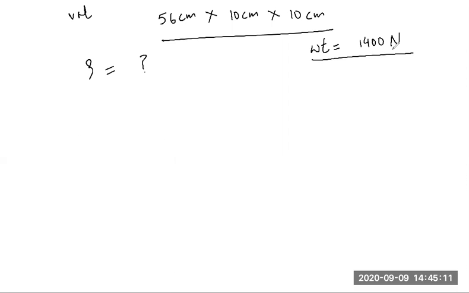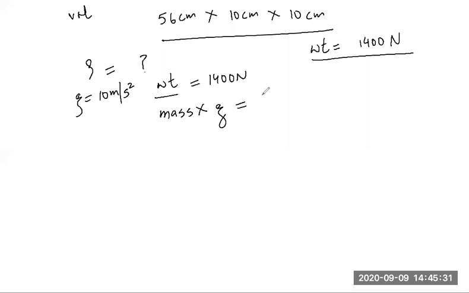Okay, so students, you see how we can do it. Weight is equal to 1400 Newton. Take acceleration due to gravity equal to 10 meter per second square. The weight of your object is always equal to mass into acceleration due to gravity. So what will be the mass? 1400 divided by g, which is 10. So this is equal to 140 kg.